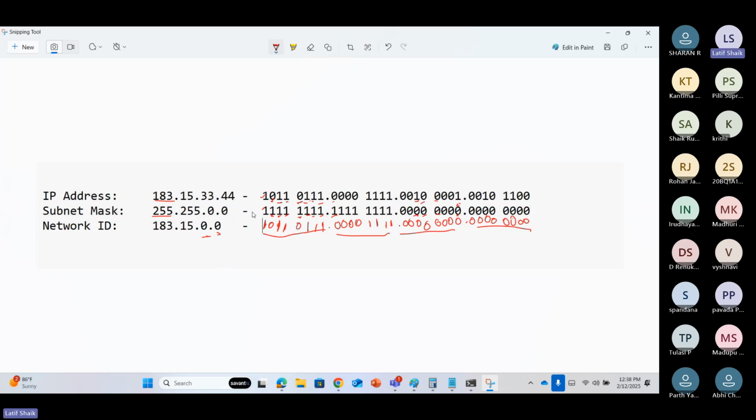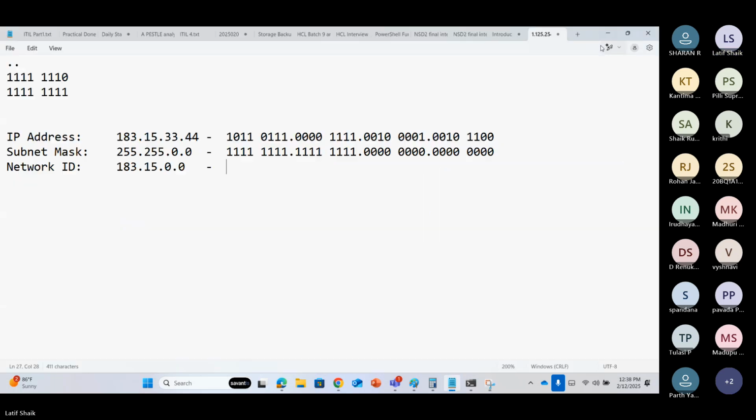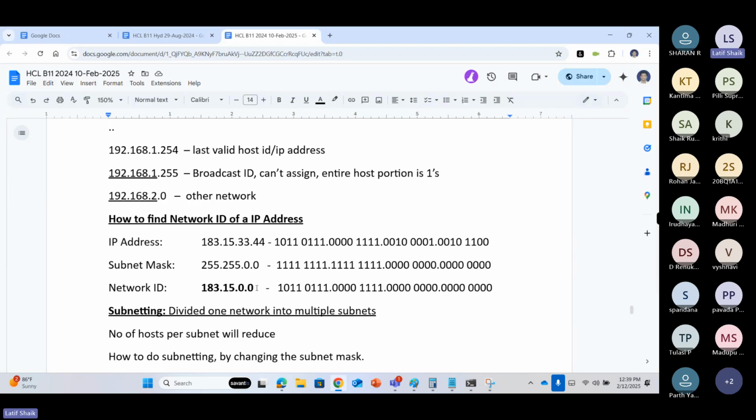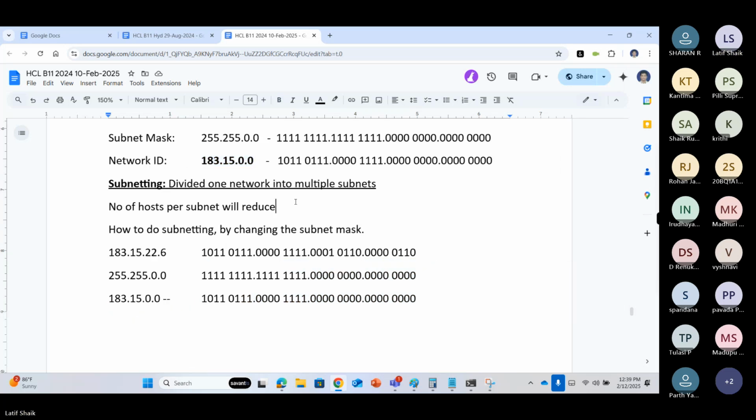So these ones represent the network portion. It means up to here, this entire part represents the network. So there should not be any change in the same network. This order, nothing is changed. This is up to the network portion part. This is the host portion. So finally, what we got is the network ID.